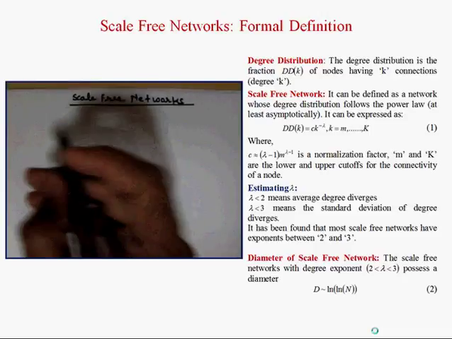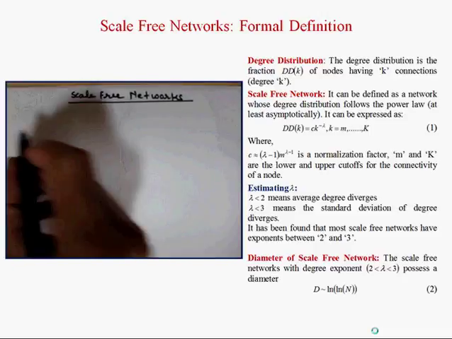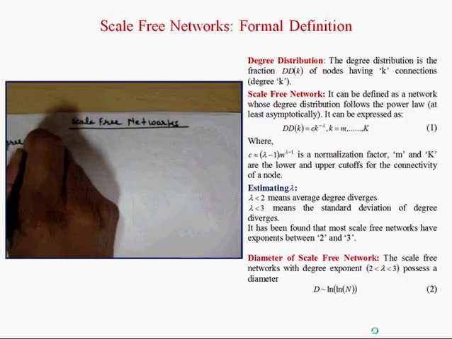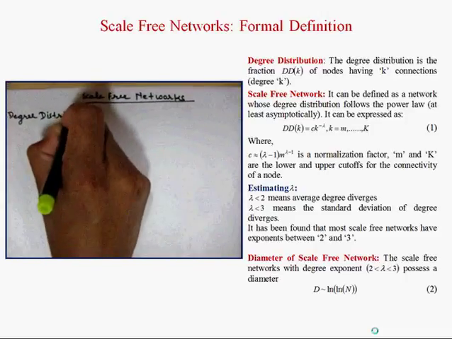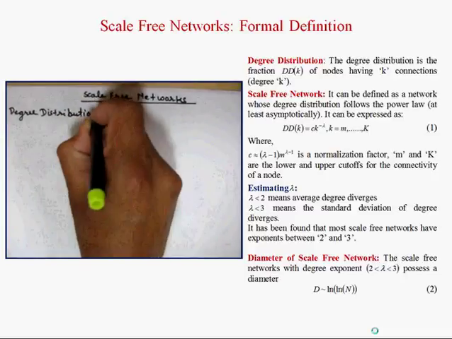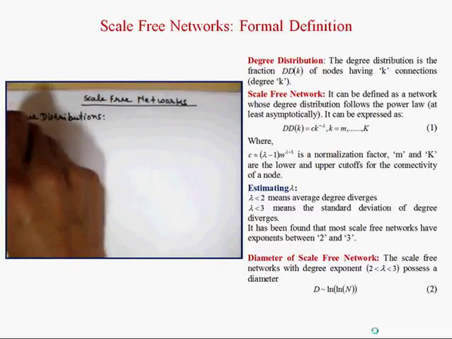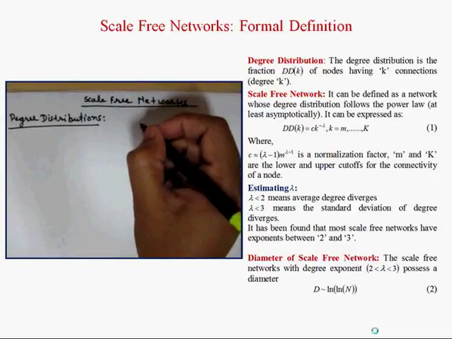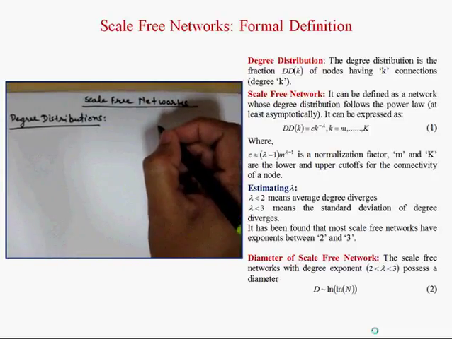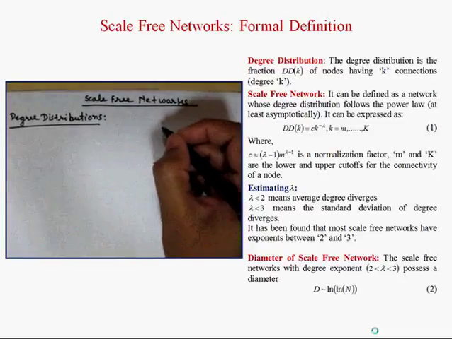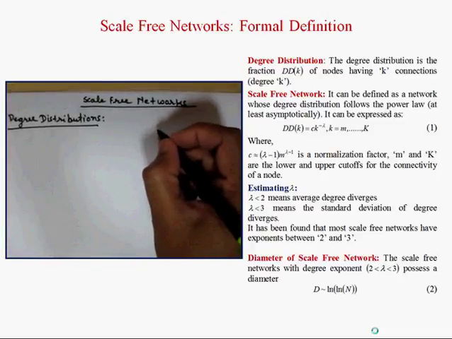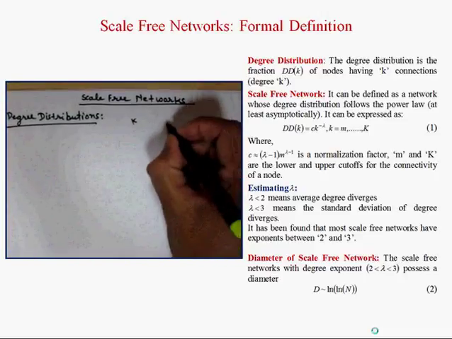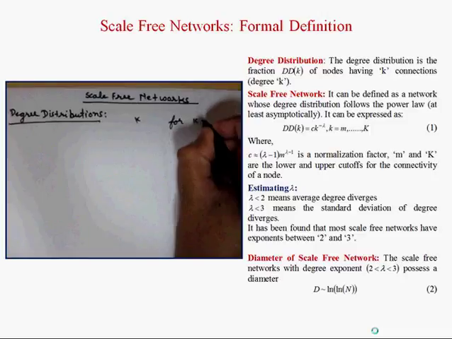Scale-free networks, degree distribution. In undirected networks, the node degree of node n is the number of edges linked to n. The node degree distribution gives the number of nodes with degree k, for k equal to 0, 1, 2.